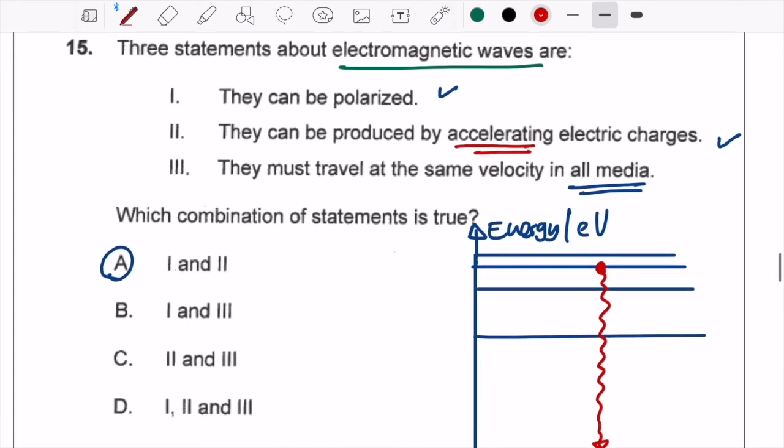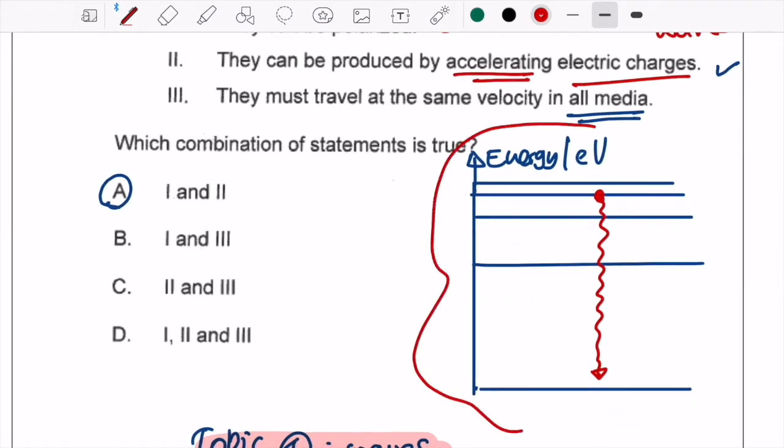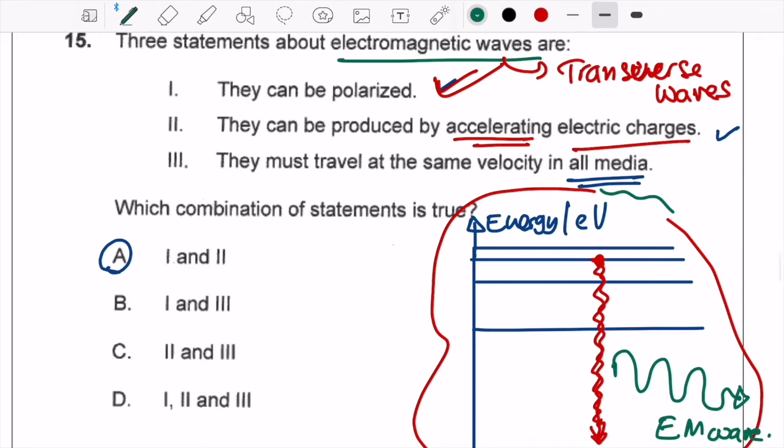Alright, let's check. They can be polarized, yes, because electromagnetic waves are transverse waves. Transverse waves can be polarized, so that's good. They can be produced by accelerating electric charges. That's very true. Think about in topic number 7, we understand when an electron falls from higher energy level to lower energy level, a photon goes out. These photons, as a collection of them, create an electromagnetic wave, right? So an electron has to accelerate to produce electromagnetic wave. So answer B is also right.